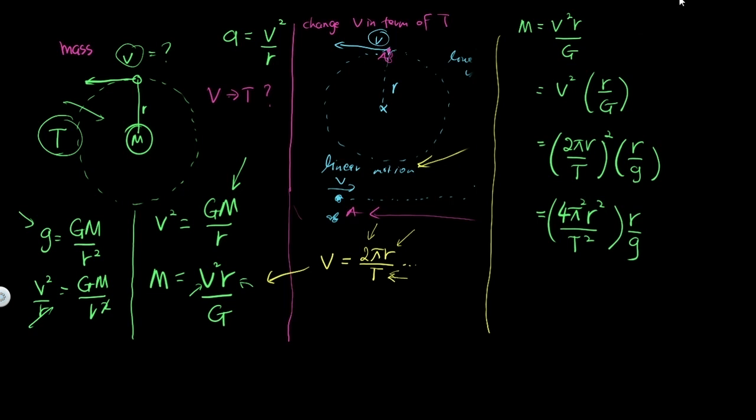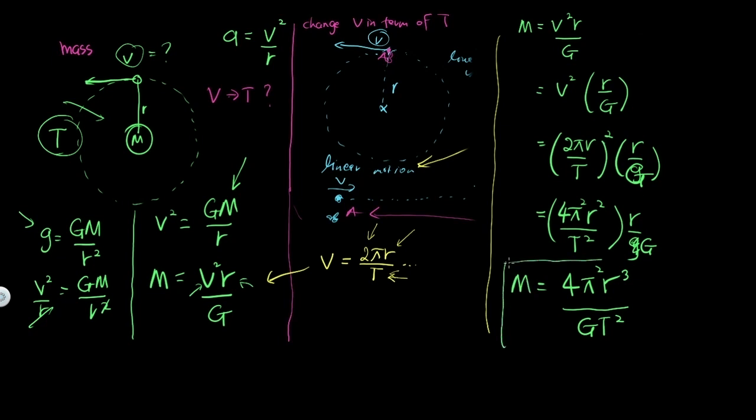Then simplify the equation. So 4 pi squared R squared and R will become R cubed divided by G. Sorry, this is capital G, not small g, not gravitational acceleration. This is the gravitational constant. So that means here we have G T squared. So this is our mass.